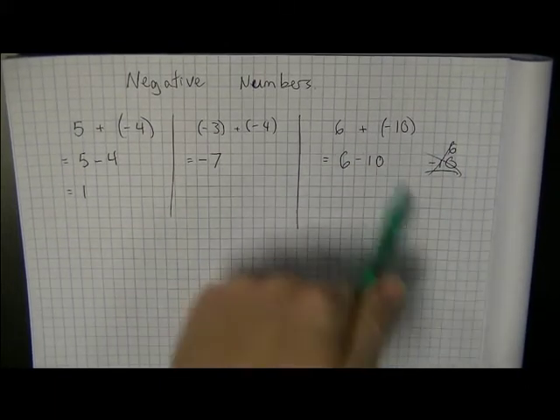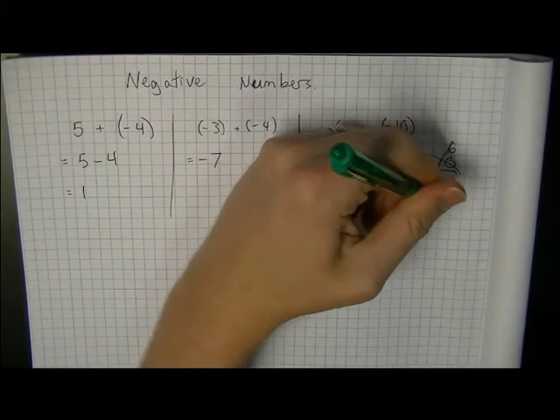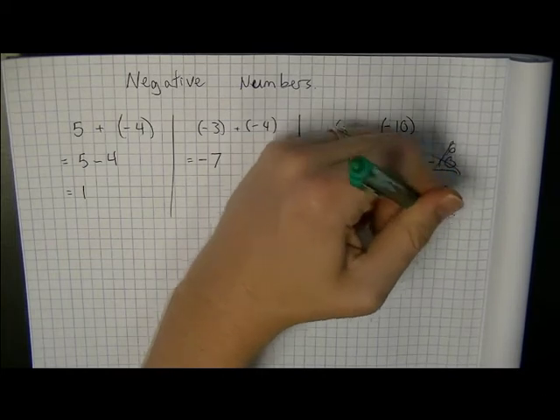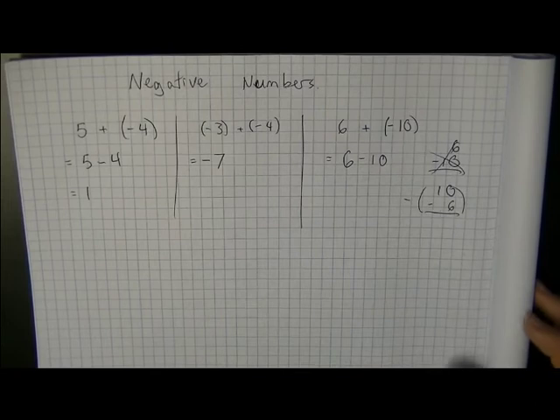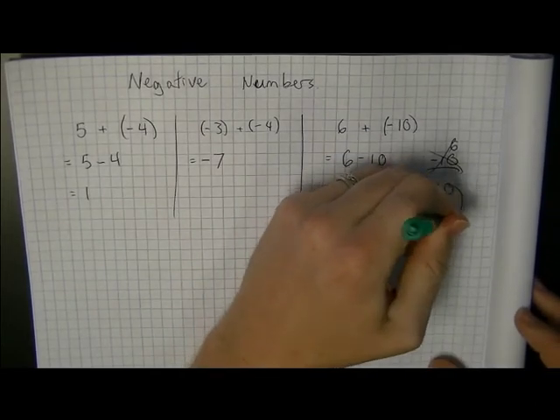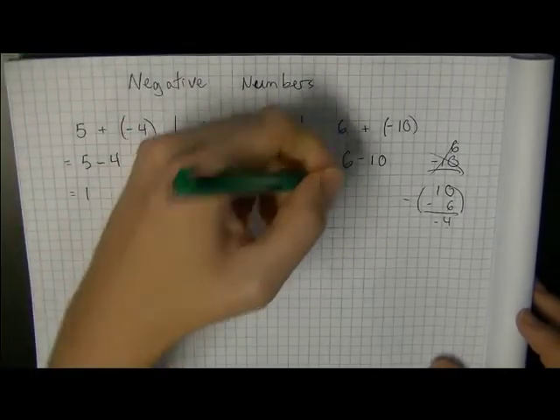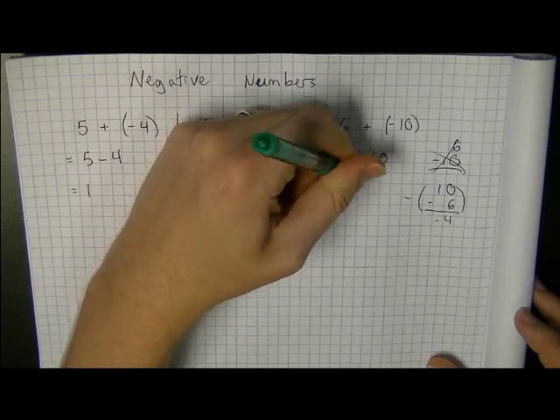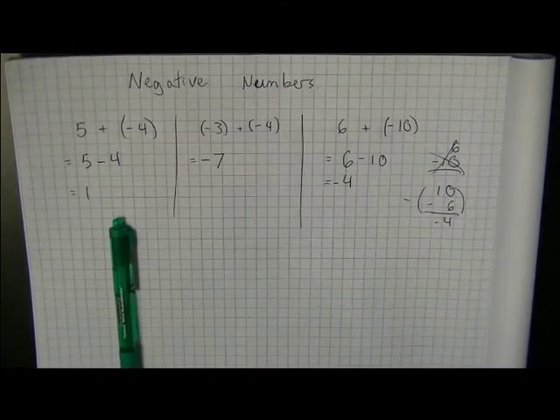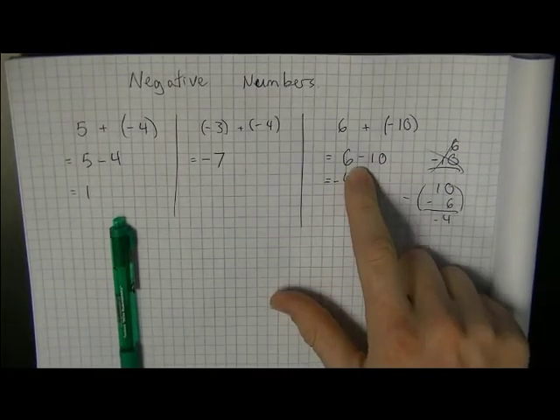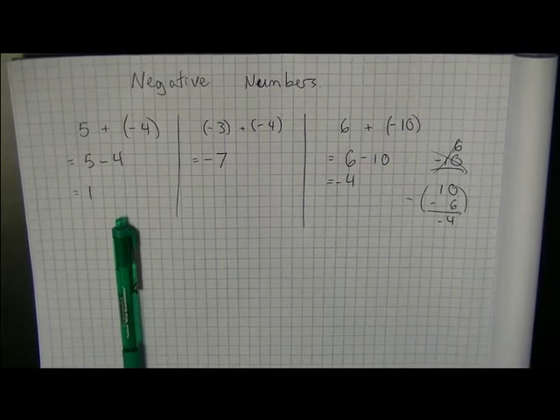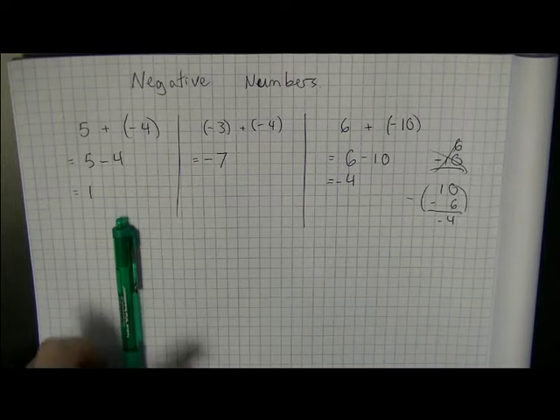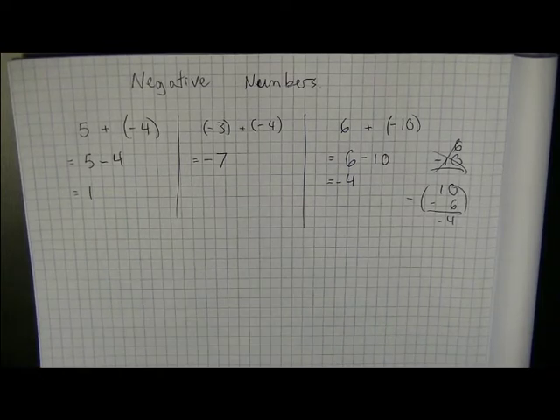But what we can do is spin that calculation around and say, hey, look at 10 minus 6, but then we're going to put a negative of that. So 10 minus 6 is 4, and so my answer is negative 4. That's how that works. So when you want to find 6 minus 10, you can just do 10 minus 6 and put a negative in front of it. All right, so that's how negative numbers work.